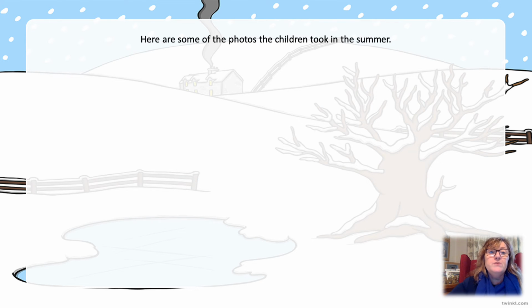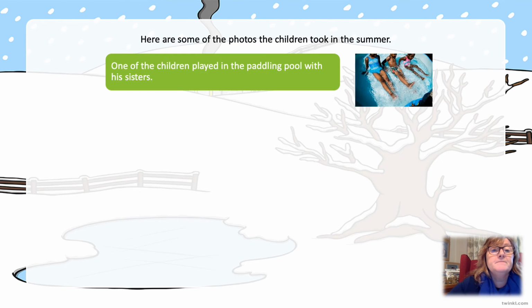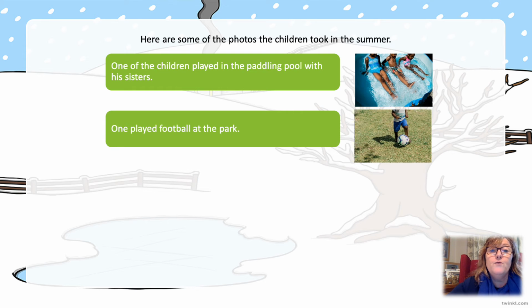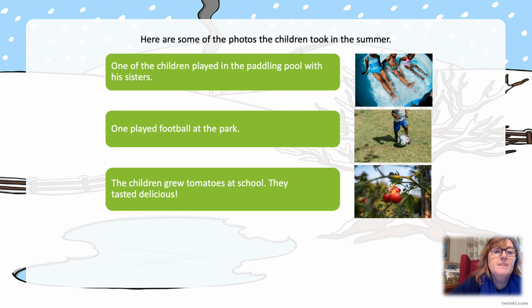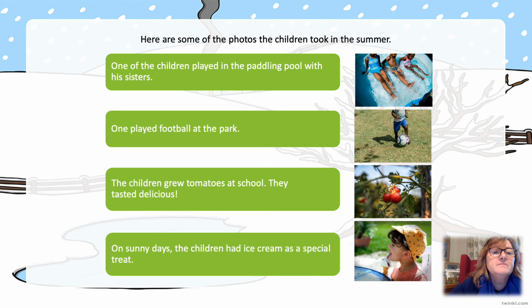Here are some of the photos the children took in the summer. One of the children played in the paddling pool with his sisters. One played football at the park. The children grew tomatoes at school. They tasted delicious. On sunny days, the children had ice cream as a special treat.